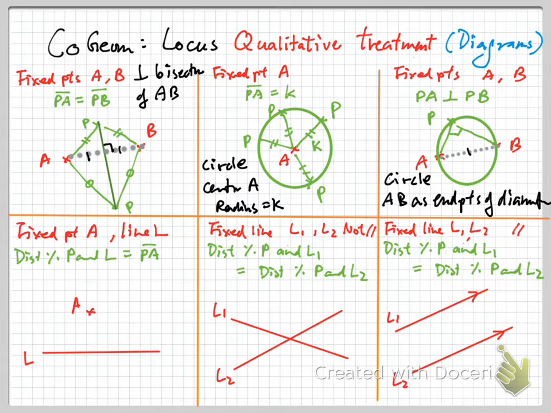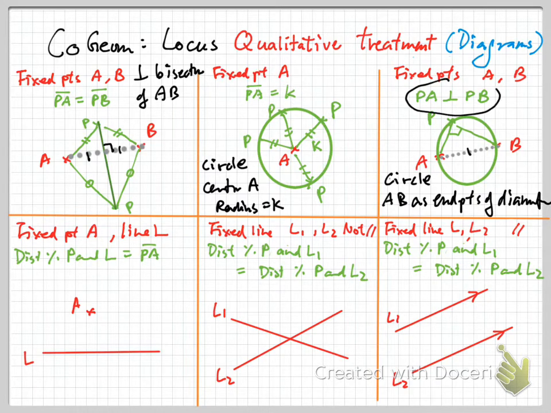So it depends on the description. The description of the movement will tell you how P is moving. How P is moving will give you a diagram, and that diagram you have to describe in terms of the fixed items. So the first one is the perpendicular bisector between A and B, and that is PA equals PB. And if the distance PA is a constant, then it is a circle centered at A.